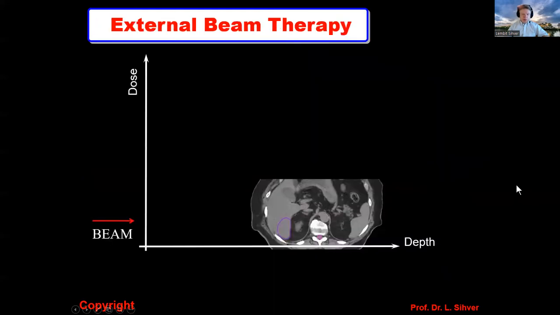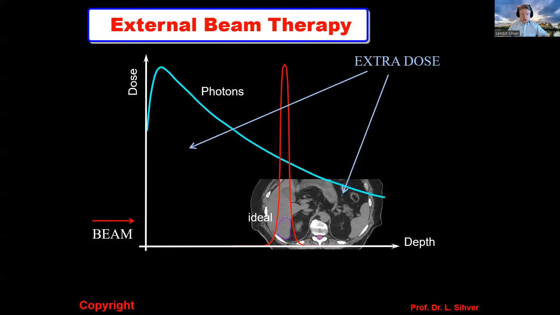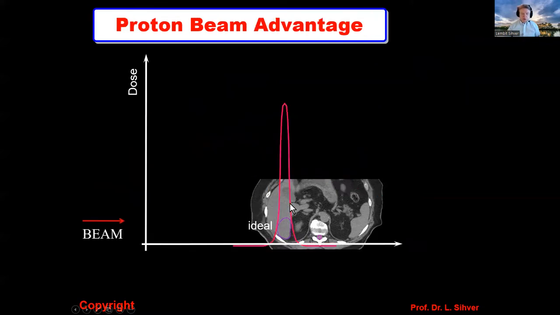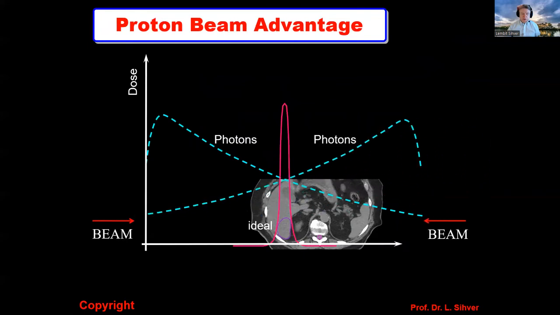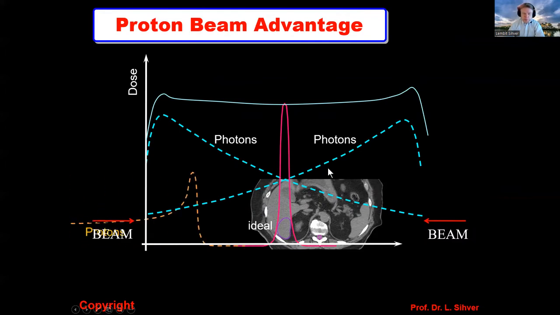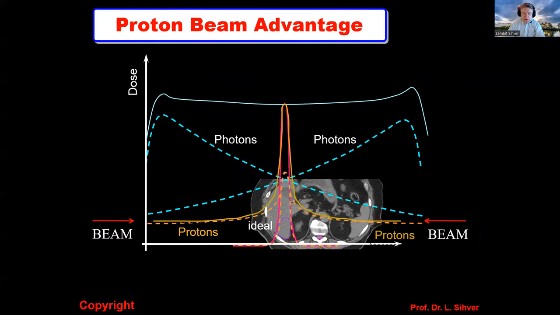So let's look at external beam therapy. You have the beam. In the ideal case, all the dose of cell killing will occur at the place where you have the tumor. But with photons, we know that you get extra dose before and after the tumor. Protons have much better dose localization, and we get most dose where you have the tumor. Then you can, of course, shoot in photons from any direction, intensity modulated photon therapy. But even then, you will have quite a high dose before and after the tumor. If you shoot in protons from several directions, you will get much better dose localization.